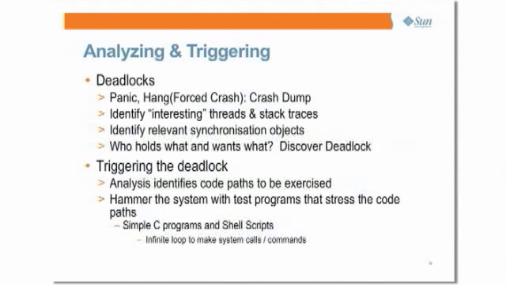The key question is to figure out who holds what mutexes or locks and wants what. That way you discover the deadlock. Once you know the deadlock has happened, you then figure out how to trigger it by writing simple scripts or simple C programs. In some cases, a couple of while loops are good enough to trigger the deadlock, but in some cases you might need to write a small device driver to exercise a particular kernel code fragment repeatedly.